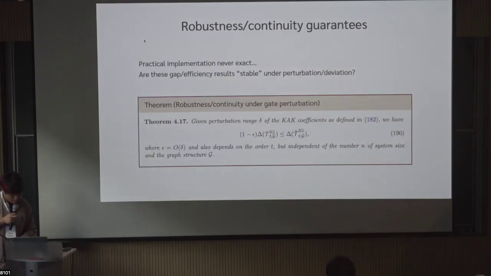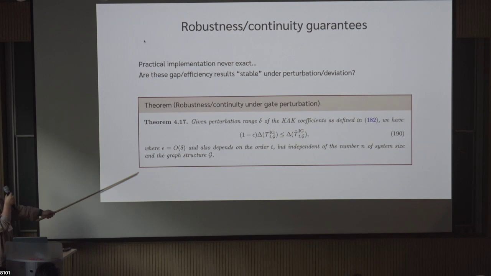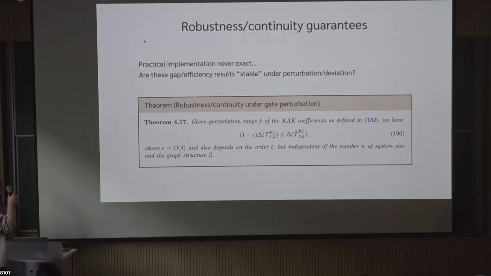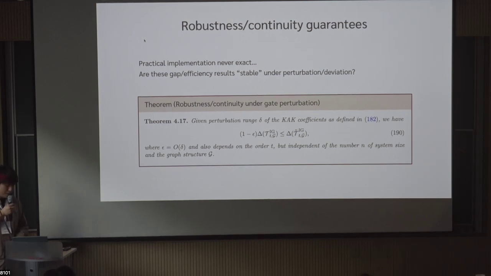Where was I at? Okay. So of course in practice, the implementation is never exact. So we also need some robustness or continuity guarantees. So this is a high level description of the result. Of course the epsilon is not given here, but just trust me, it is a very natural definition of the perturbation size. And what we can show is that the variance on the gap will be at the same order of the perturbation. So we have pretty good robustness or continuity properties of this convergence efficiency analysis.